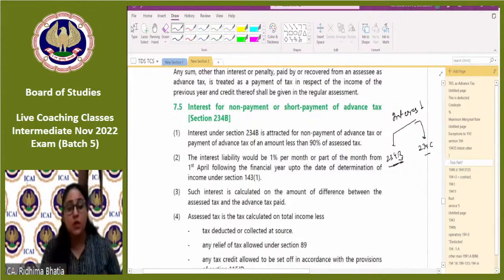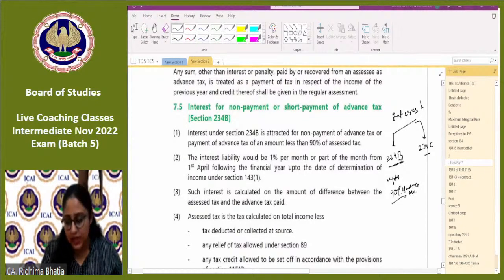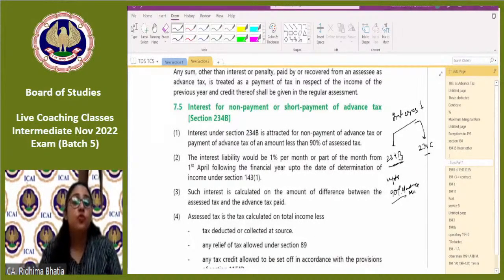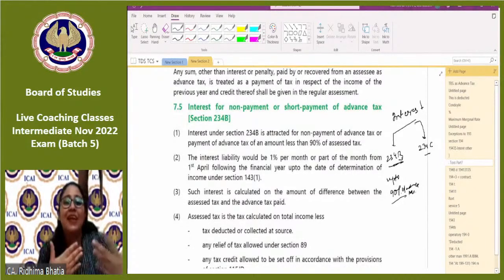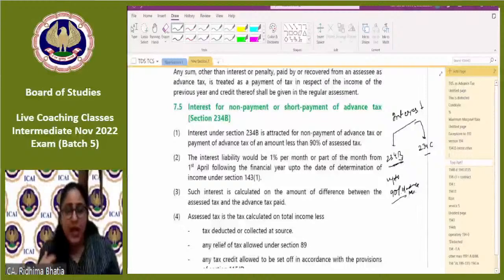These two sections say that if you have not deposited up to 90% of the advance tax, then you have to pay interest on it. So basically, when is advance tax to be paid? In the previous year itself. Everything is a play of estimation, I assume, right? But obviously, as you approach the end of the year, the clarity comes, correct?